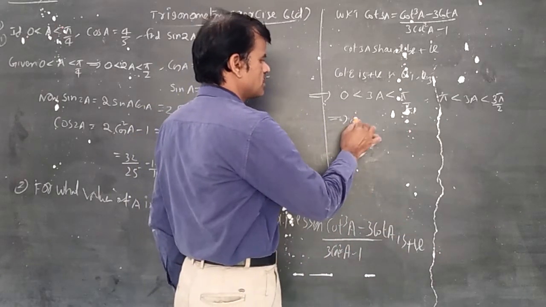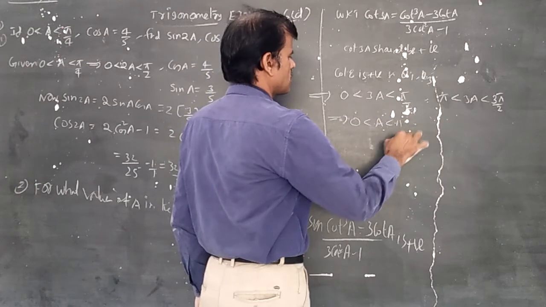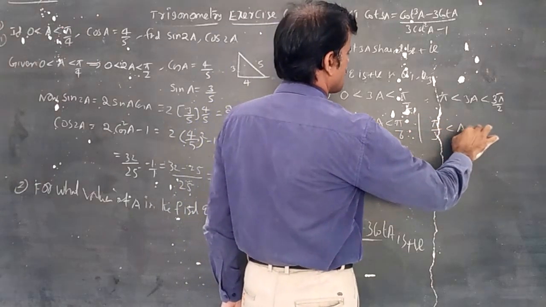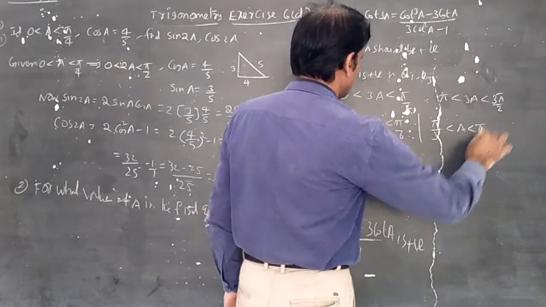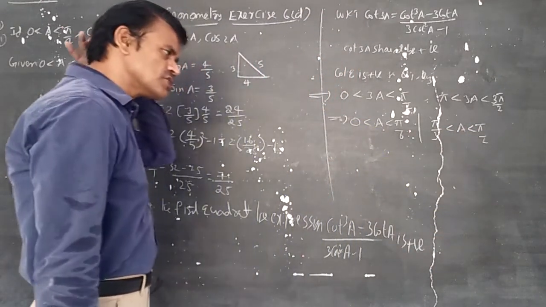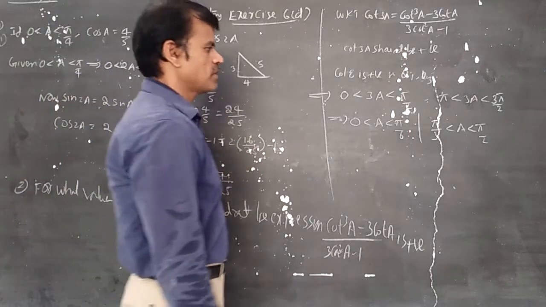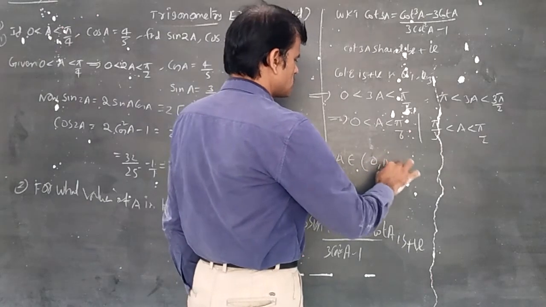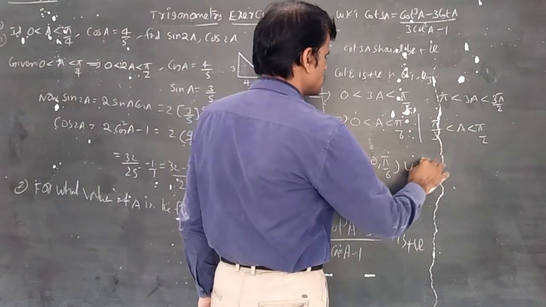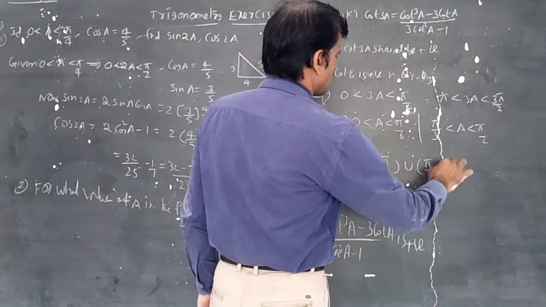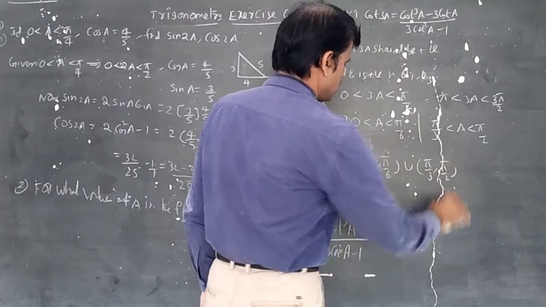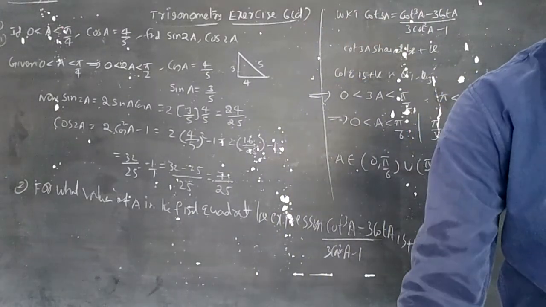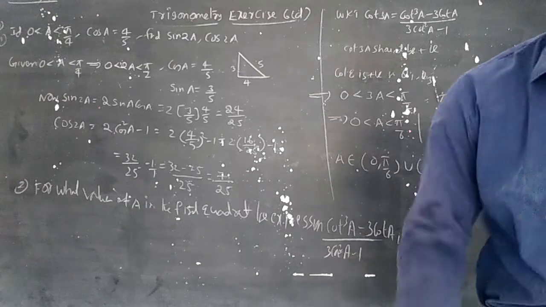So with A, divide with 3: 0 less than A less than pi by 6, and pi by 3 less than A less than pi by 2. So in this case, between 0 and pi by 6 and between pi by 3 and pi by 2, A is positive. So A belongs to 0 comma pi by 6 union pi by 3 comma pi by 2. In that condition, cot cube A minus 3 cot A by 3 cot square A minus 1 is positive.